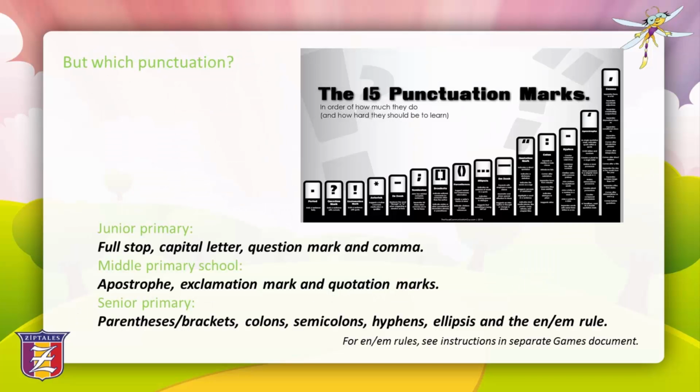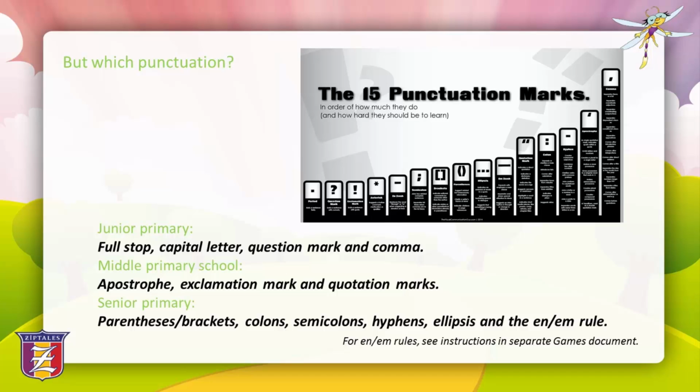But which ones? The full list is too much all at once. I would suggest children need to master these by junior primary: full stop, capital letter, question mark and comma. These by middle primary school: apostrophe, exclamation mark and quotation marks. These by senior primary: parentheses, brackets, colons, semicolons, hyphens, ellipsis, and the N and M rules. Asterisks can be thrown in any time.